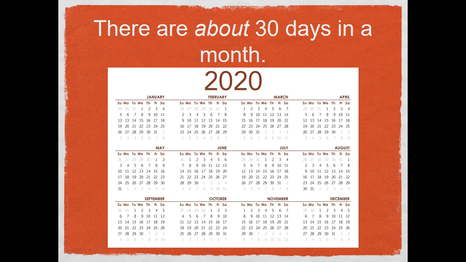And there are about 30 days in a month. But like I said, not every month has 30 days. Some have 31, and February is special because it normally has 28 days, except if it's a leap year, then it has 29. Okay, so you can see 2020, January has 31 days, February had 29 this year because it's a leap year, March has 31, April 30, May 31, June 30, July 31, August 31, September 30, October 31, November 30, and December 31 days.